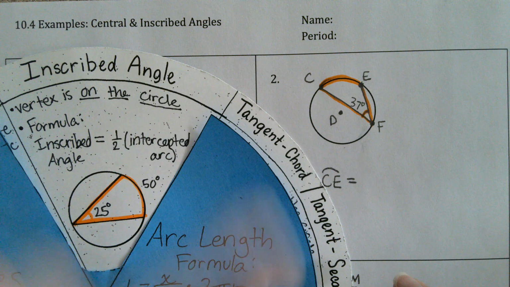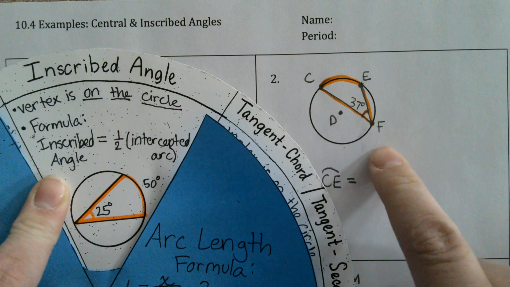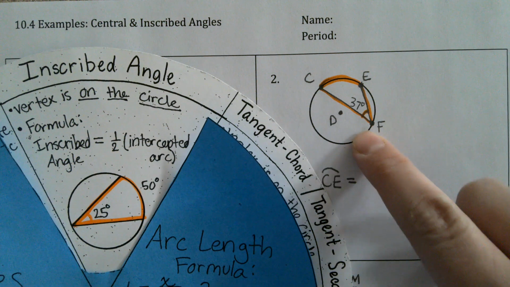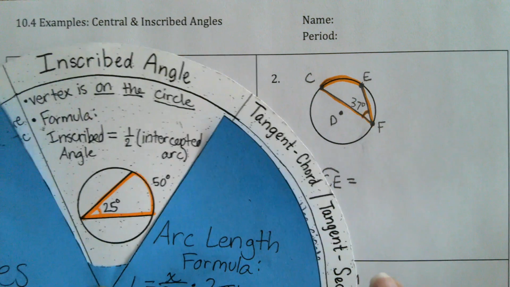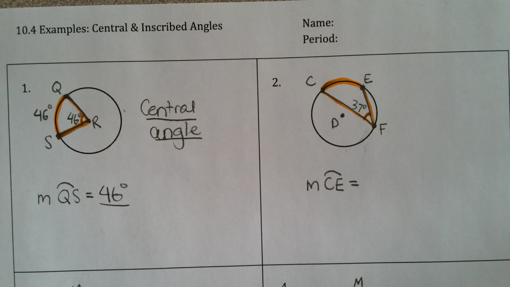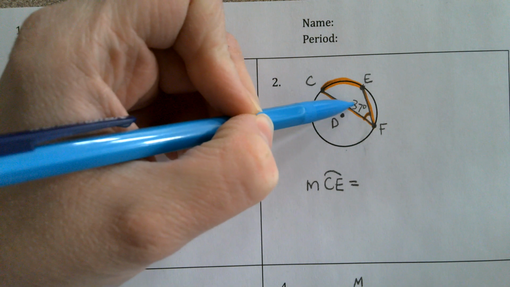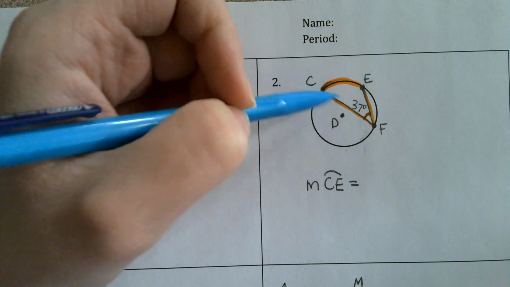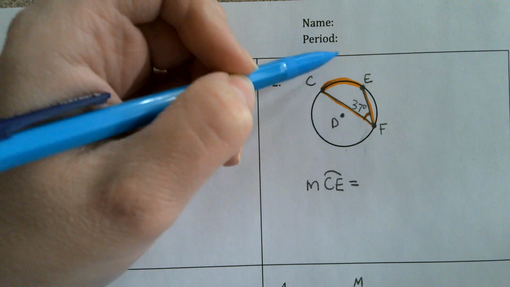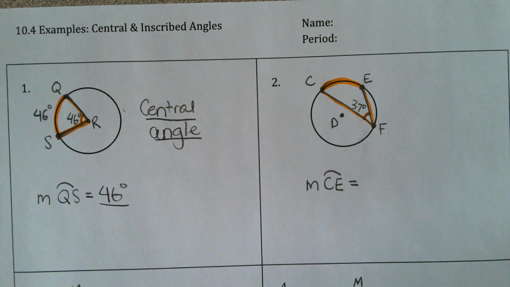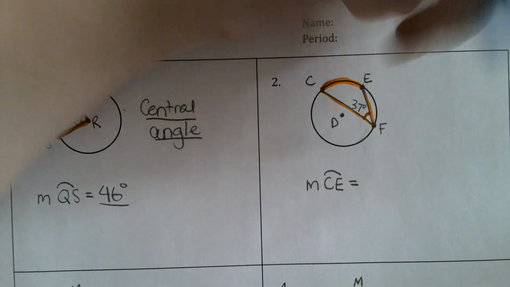And this is the relationship. The inscribed angle equals 1/2 of the intercepted arc. So the angle is half of the arc. Well, in this case, we know what the angle is already. We know the angle is 37 degrees. So if the angle is half of this, we have to make this number bigger. How much bigger? We have to double it to get CE. So to find CE, we just do 37 times 2.